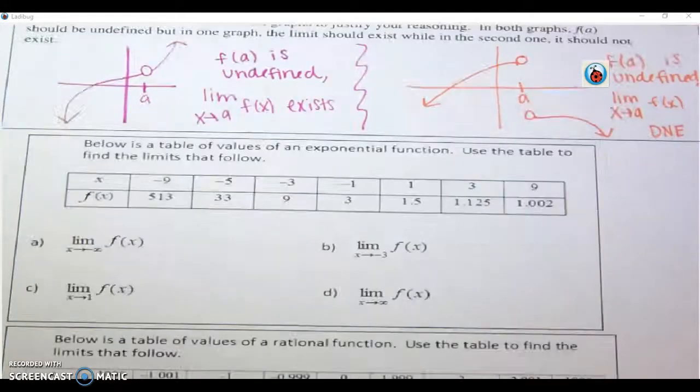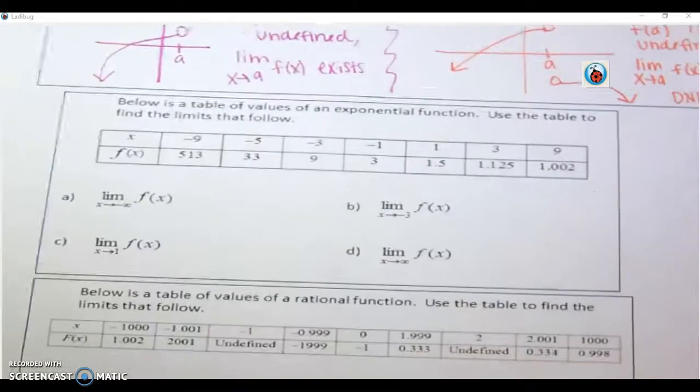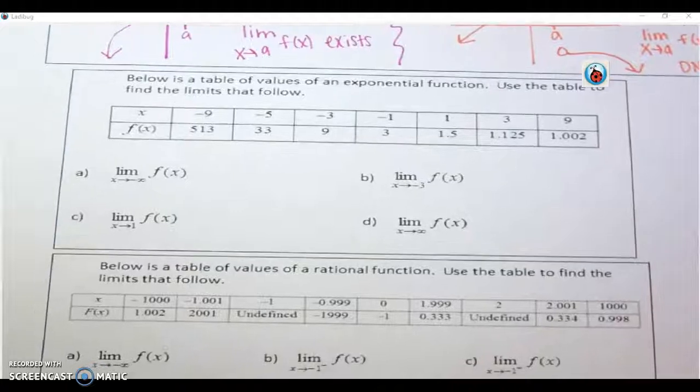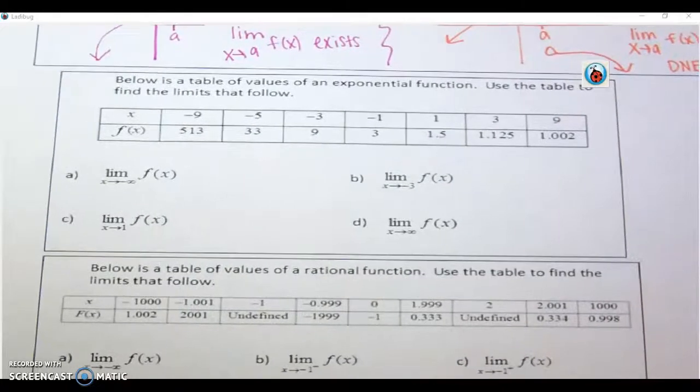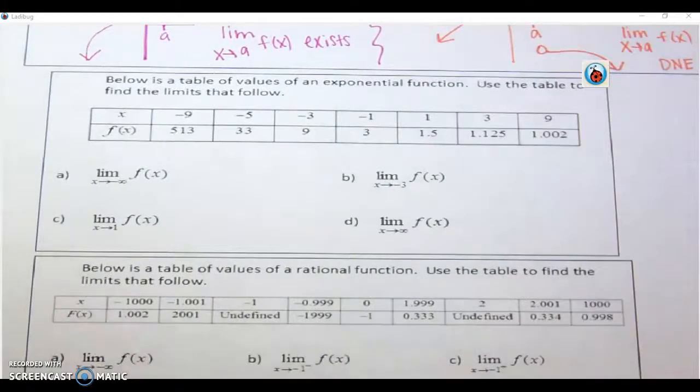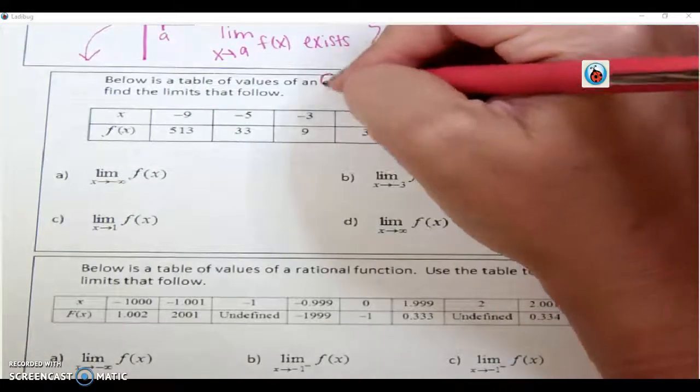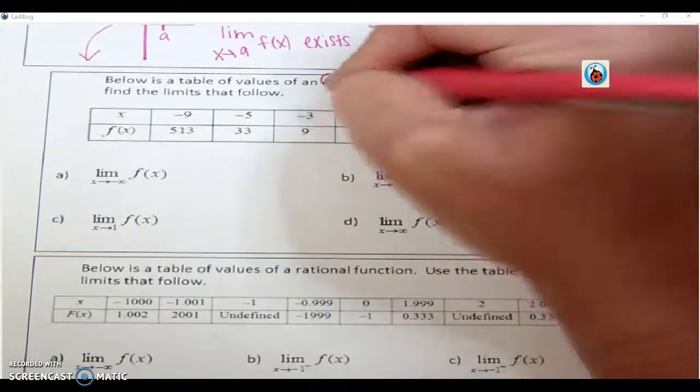Okay. All right. Last thing we're going to do is take a look at two different tables and figure out the limit from the tables. Now, personally, I think it's easiest if you create a graph from the table and then go from there. But you can strictly use the table if you want. And you have to read. It's going to tell you when it gives you a table what kind of function it is, and that's super important because if you know what kind of function it is, you know what kind of features it has. So this first one is an exponential function.